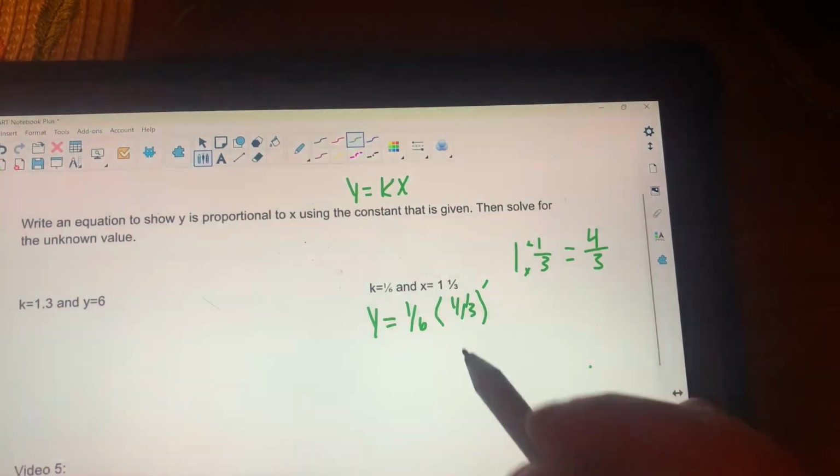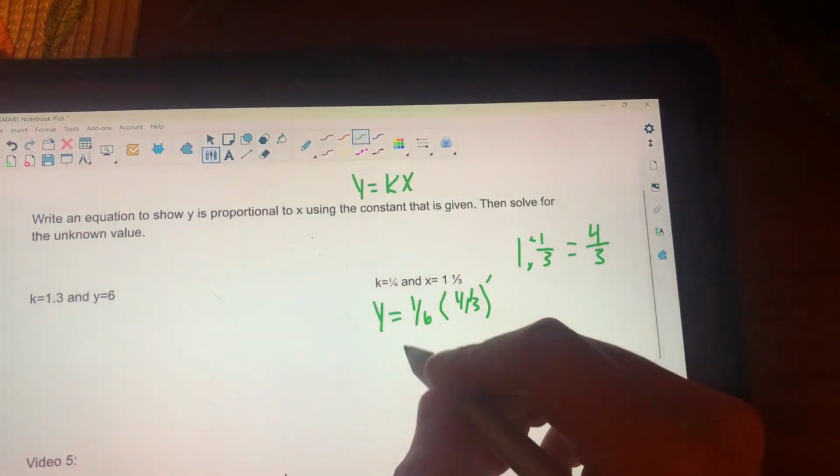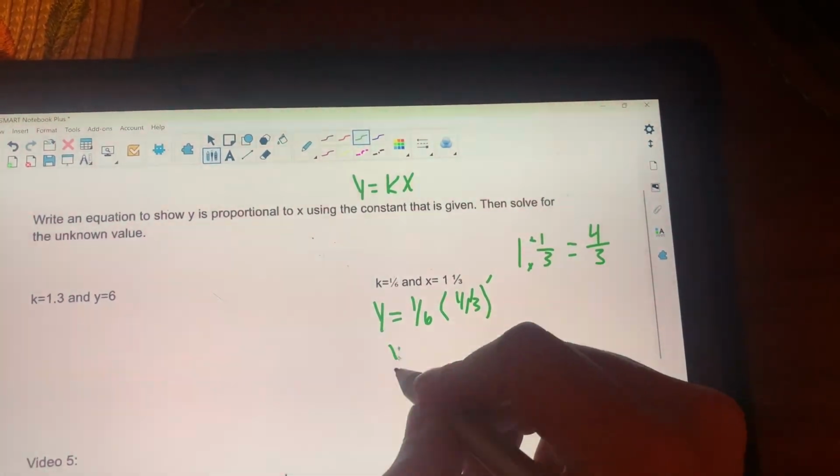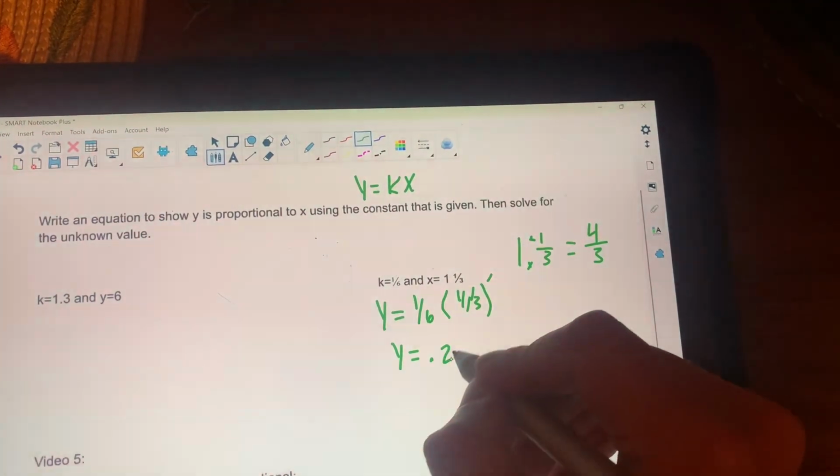And then I just put that in my calculator, multiply it together. So when I put that in my calculator, I'll get y equals 0.2 repeating.